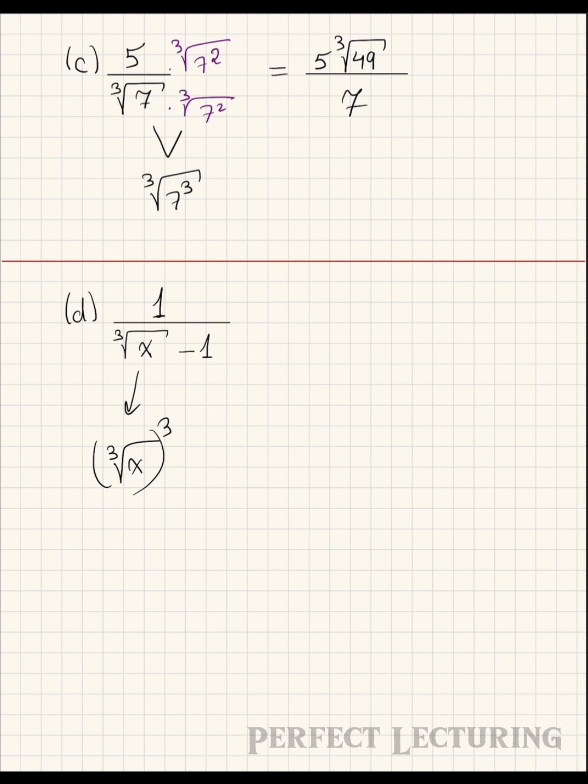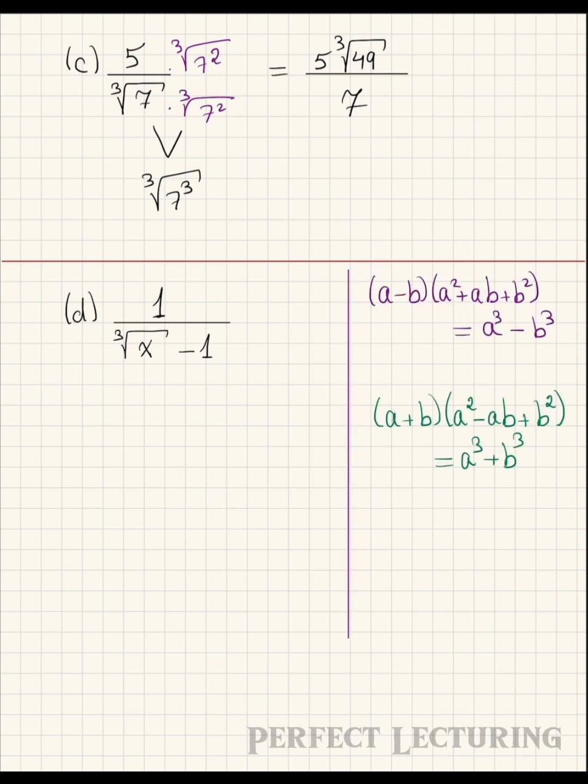How does this happen? This happens if we use the following remarkable identities. So this is how the conjugate term looks like in this case. Thus, we will regard this as a and this as b. So we have a minus b. So we have to multiply up and down by a squared, that is the cubic root of x squared, plus a times b plus b squared. So this is the conjugate if we have cubic roots.